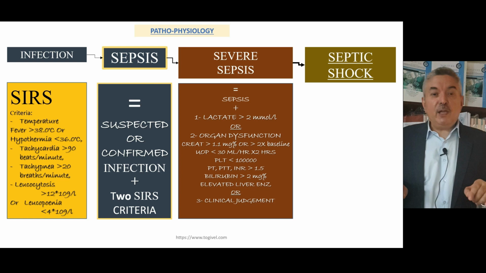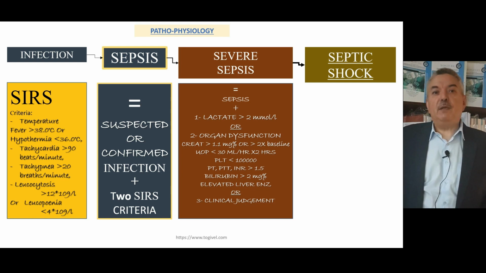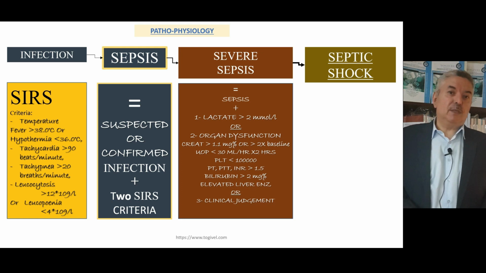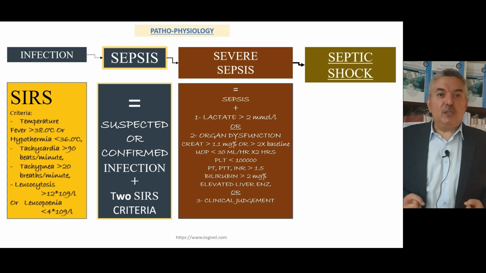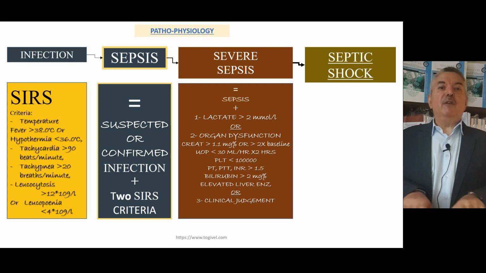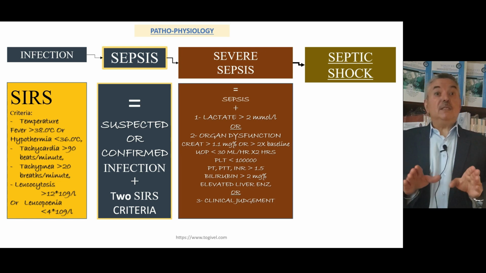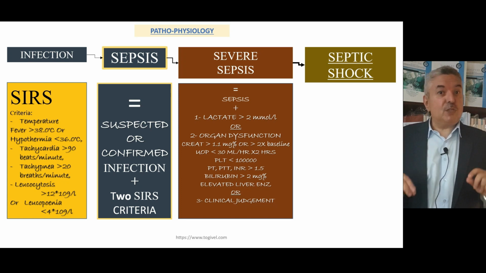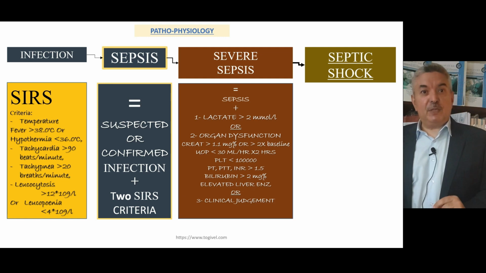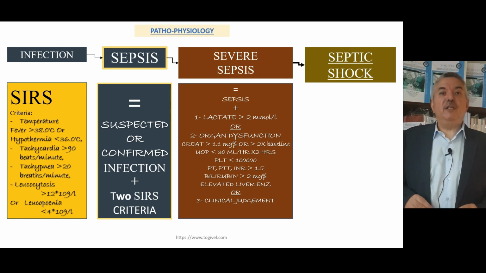If you have any of these criteria in the presence of sepsis, you are not talking about sepsis anymore. We're talking about severe sepsis. And here you have the right to judge the patient as severe sepsis even if these criteria are not present. This is the guideline. So you have the right to say that this patient is severe sepsis and to manage her as severe sepsis although you don't have these criteria.